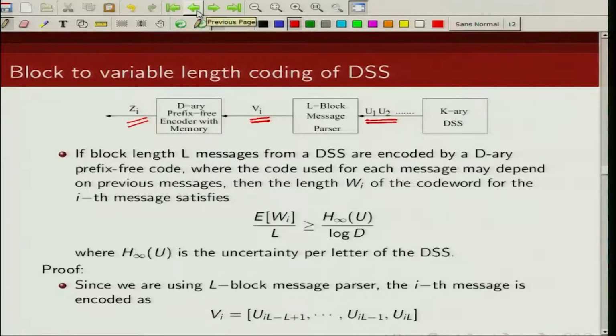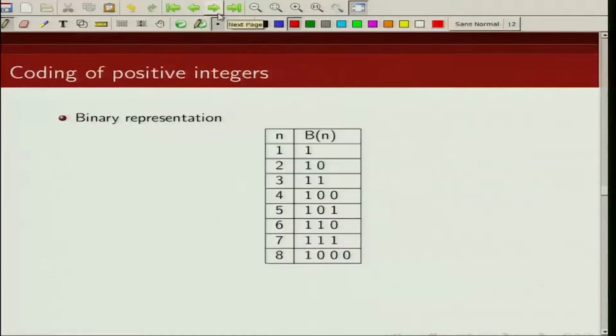If you recall, that's what we wanted to prove: that for block to variable encoding for a discrete stationary source, the expected output code word length divided by the input block size length L is lower bounded by this quantity, which is related to the entropy rate of the discrete stationary source. Now we are going to show how we can do block to variable encoding for a discrete stationary source.